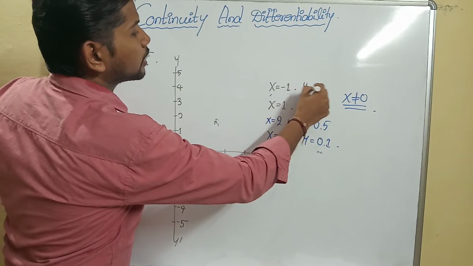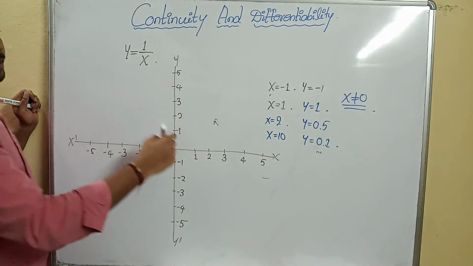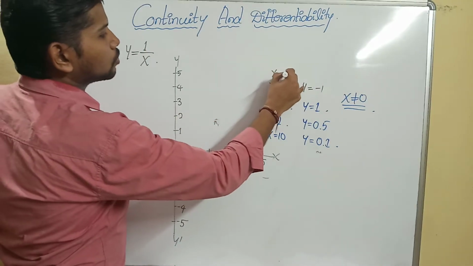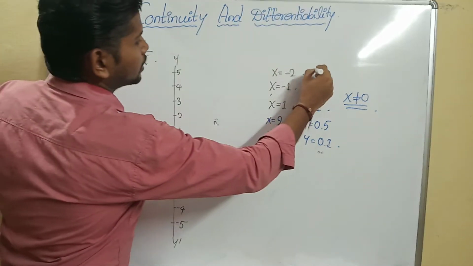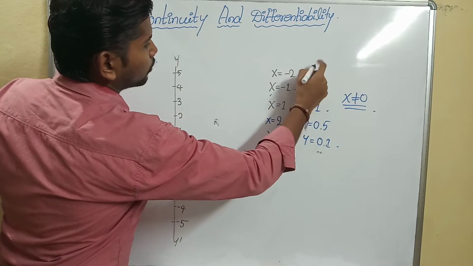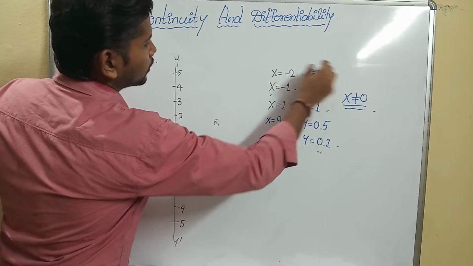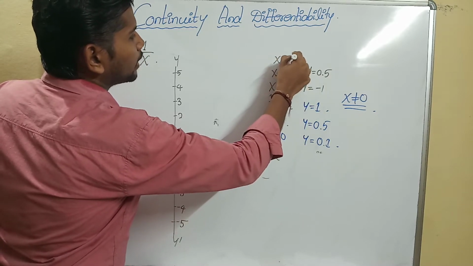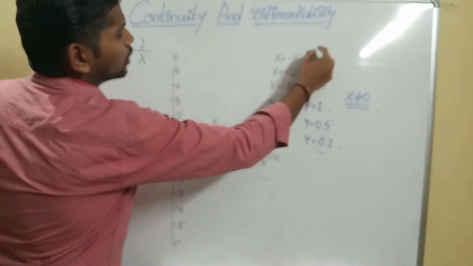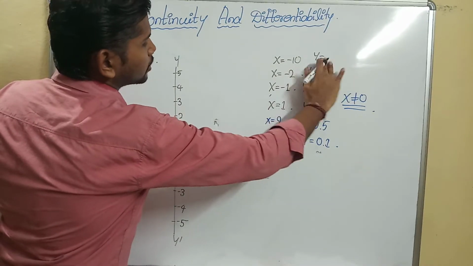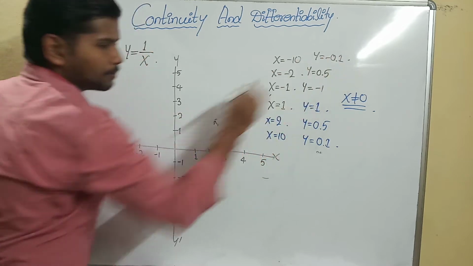Y will be again minus 1. Why? Because 1 by minus 1 will be minus 1. When x is equal to minus 2, 1 by 2 will be 0.5, so y will be minus 0.5. When x is equal to minus 3, I will take minus 10 only. It will be y is equal to minus 0.1. Got the point clearly?